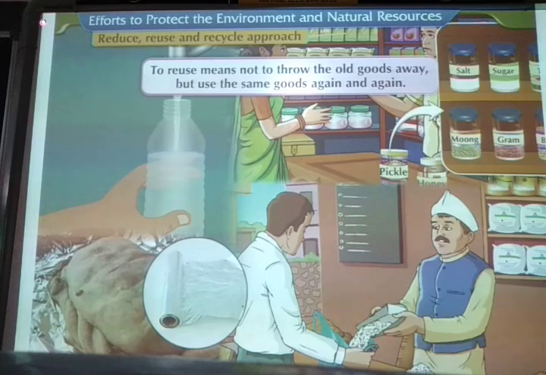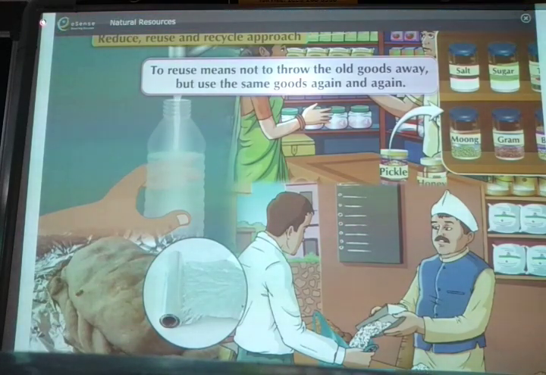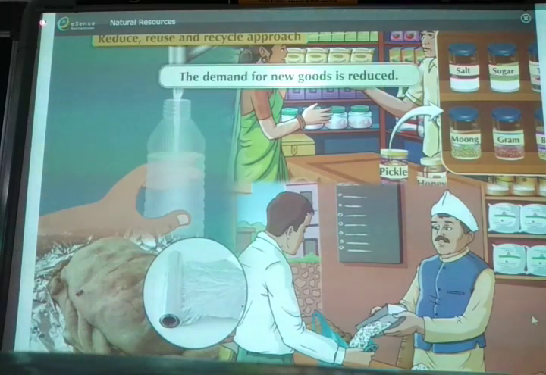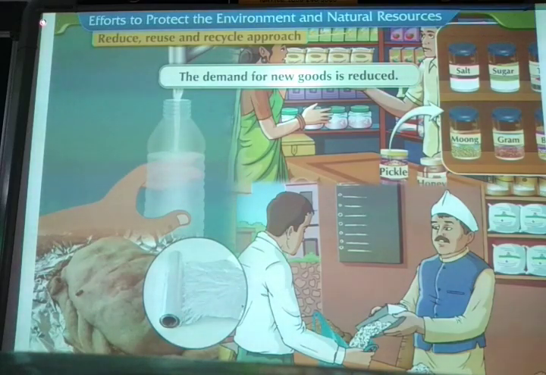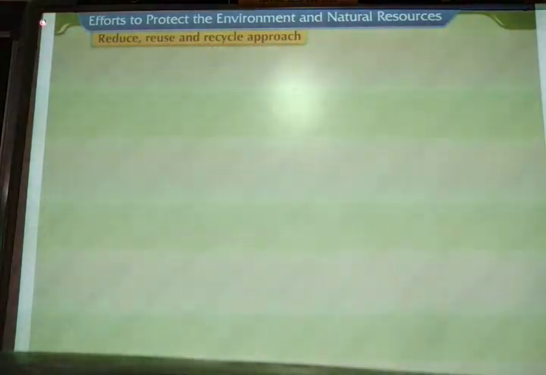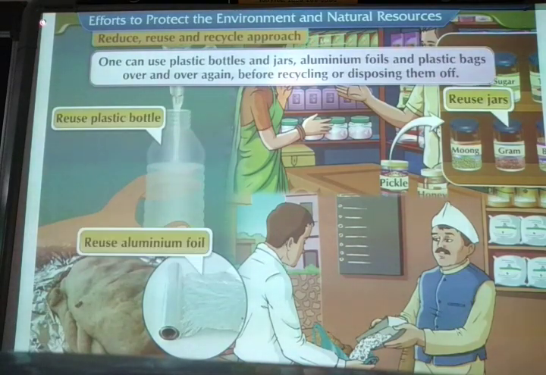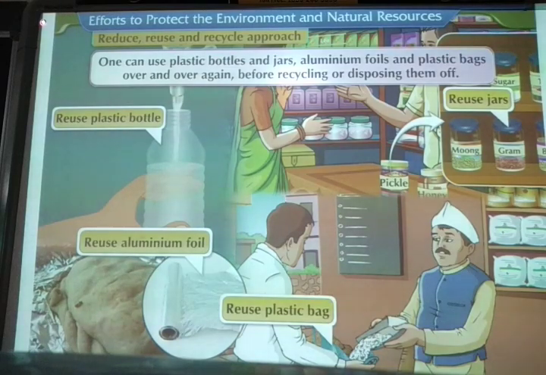To reuse means not to throw the old goods away, but to use the same goods again and again. As a result, the demand for new goods is reduced. One can use plastic bottles and jars, aluminum foils and plastic bags over and over again before recycling or disposing them off.